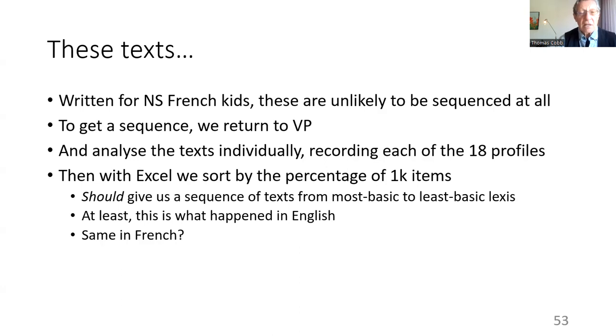Little French kids can understand them. To get a sequence, we return to Vocab Profile. We analyze the text individually, not as a group, as we did before. Then with Excel, we sort the percentages of basic 1K items. Now, 1K is obviously the most basic, so more 1K means more basic. This should give us a sequence from more basic to more advanced.